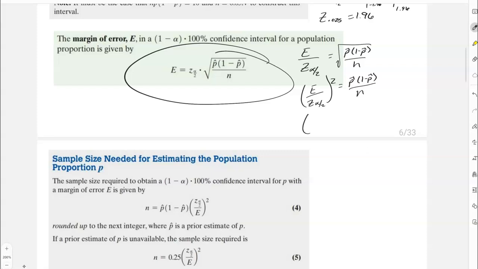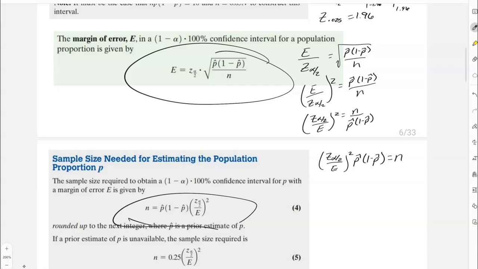As long as you do the same thing to both sides, it's a legal move of math. It would be the same thing as doing a cross multiplying and solving type thing. And then we can multiply both sides by this denominator, and that would solve that for n. So that's where that formula is coming from. It's taking this and solving it for n.